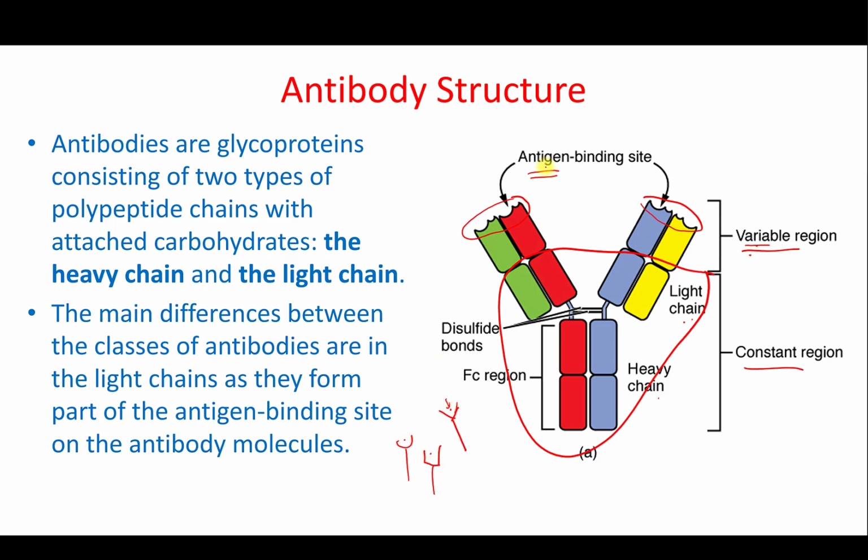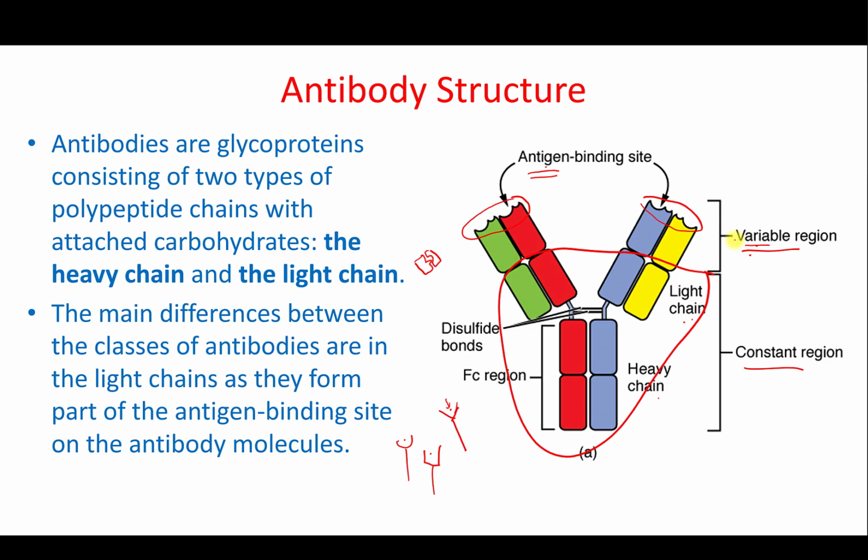The relationship between the antigen and the antibody is a 3D conformation. They need to fit to each other, otherwise we will not get recognition, and the antibody will not be able to bind to the antigen. So that's the variable region, and this is the general structure of the antibody.